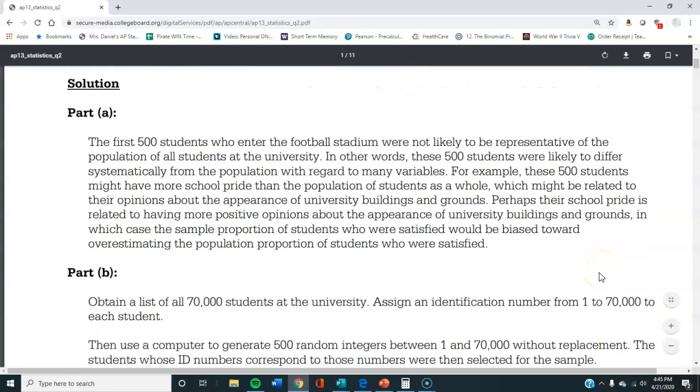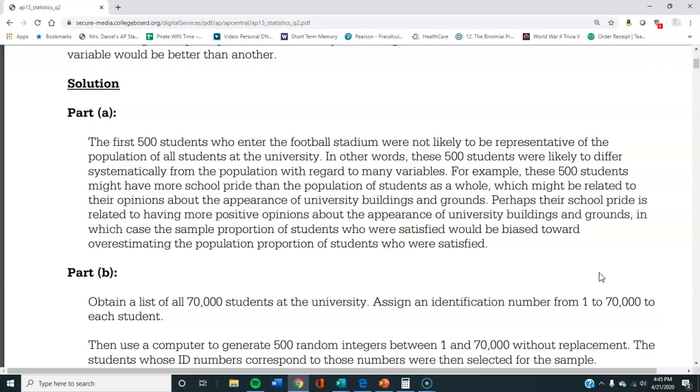All right, so part A, you'd have to state that those 500 students who enter the study might not be representative of the population of all students at the university. So you could say they'd be different than all the students. It wouldn't be a good cross sample of everyone, because you could say maybe those are students that have more school pride. Those are ones that have more positive opinions. Those are ones that are more go-getters. You have to say something about they do not represent the entire student body.